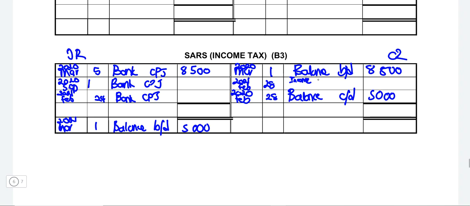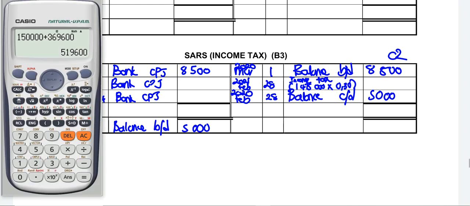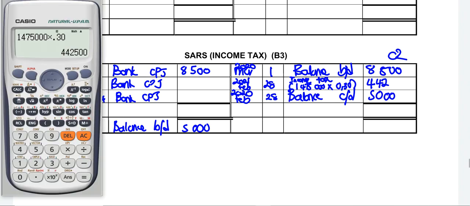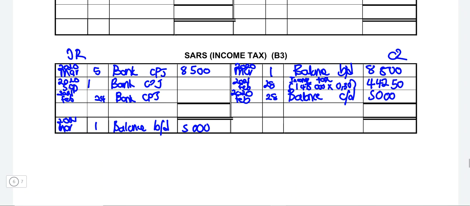income tax, and then the calculation will say 1,475,000 multiplied by 0.30, which is 30%. So let's see, 1,475 times 0.30, it is giving us 442,500. The reason why we are crediting SARS income tax is that the journal entry for this says we must debit income tax and we must credit SARS income tax.